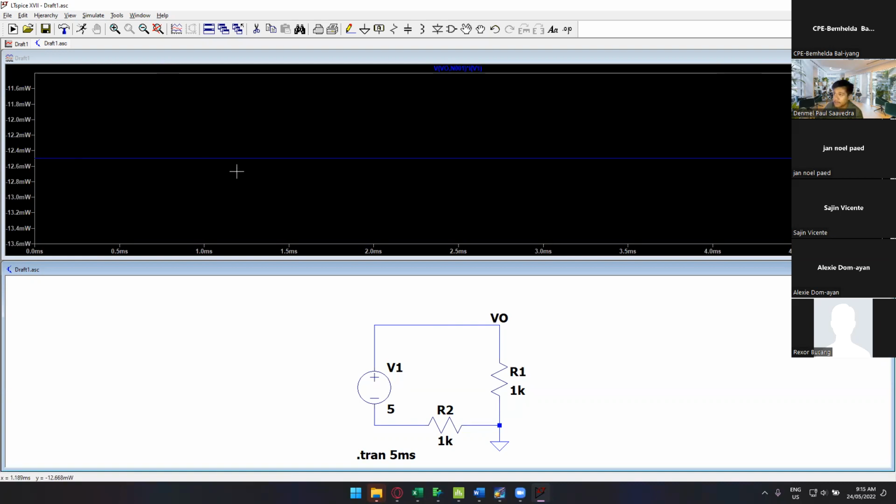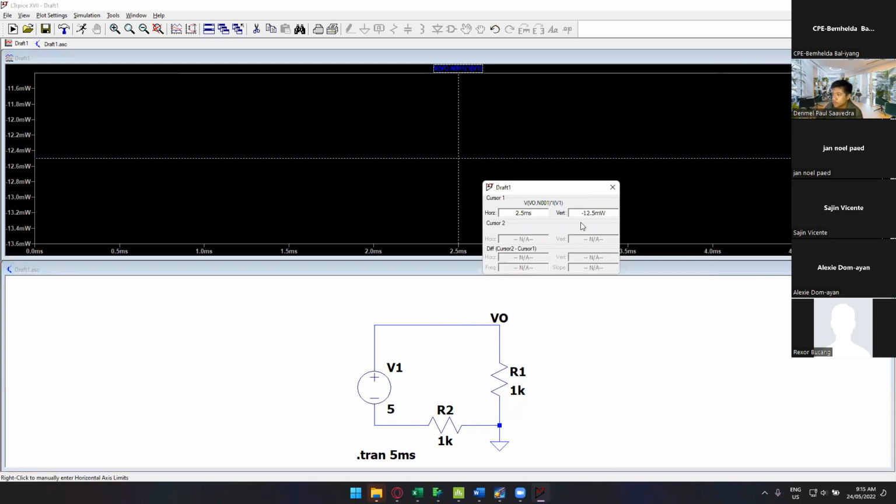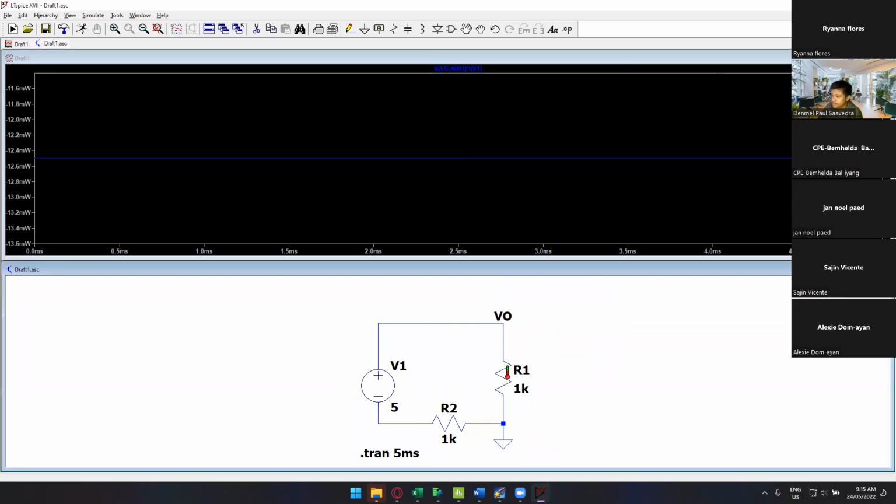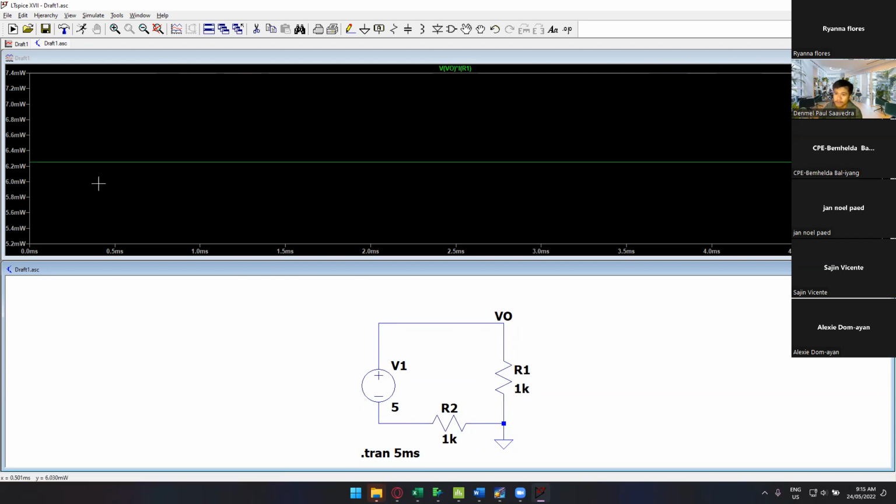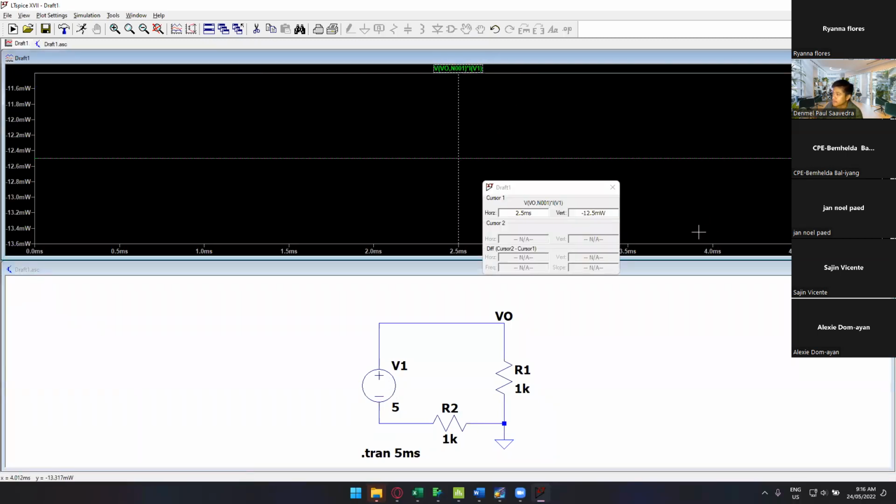For the power, you can only measure the power of the voltage source. So we have here negative 12.5 milliwatts. Perhaps you can verify this one using lab number 3. You can also measure the power across R1 and then across R2. Those are the things that we can measure. We have here a value of 6.2 milliwatts and 6.2 milliwatts. If you add that, we have a total of 12.4 or 12.5, I guess.